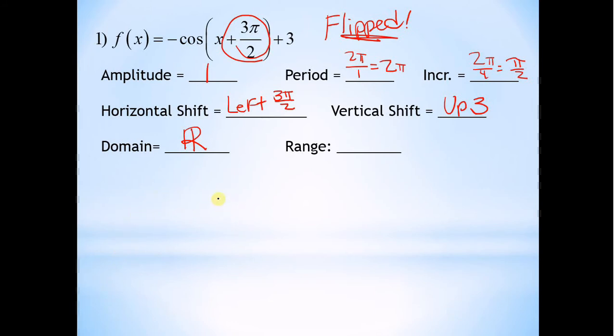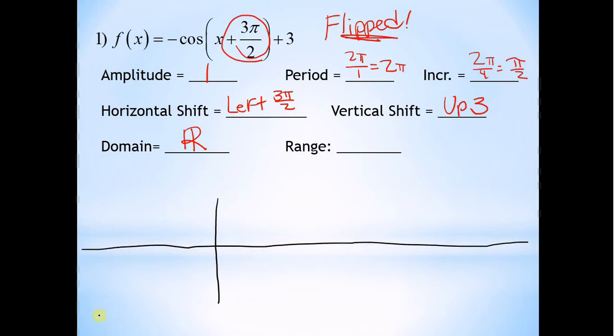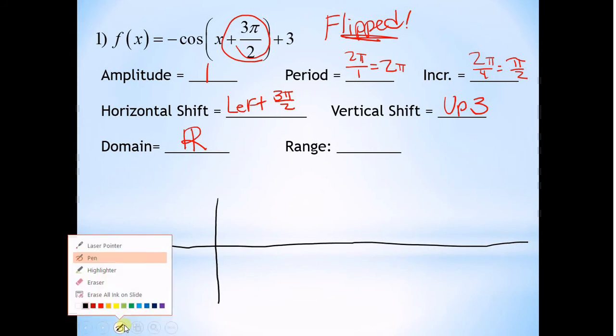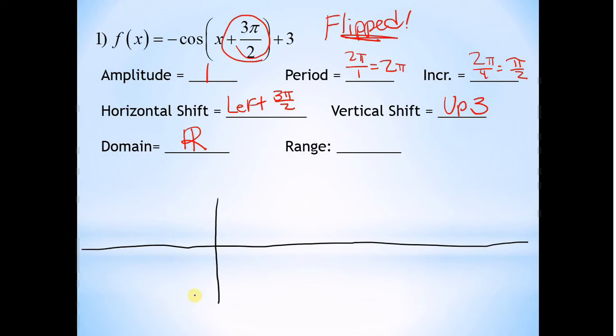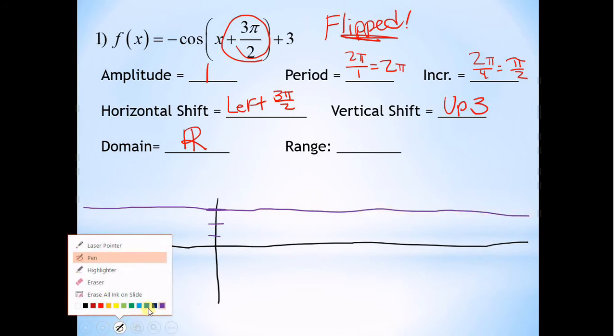So let's make ourselves enough room over on the left here so that I can graph that in. Let's figure out our vertical shift. So my vertical shift, remember, was purple. Yours might be a different color. I'm going to go up 3 for my vertical shift. So 1, 2, 3. So that's going to be my actual x-axis right here. There we go.